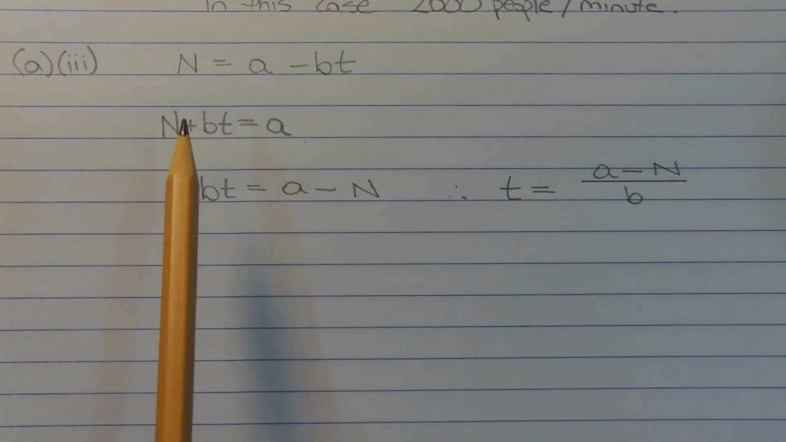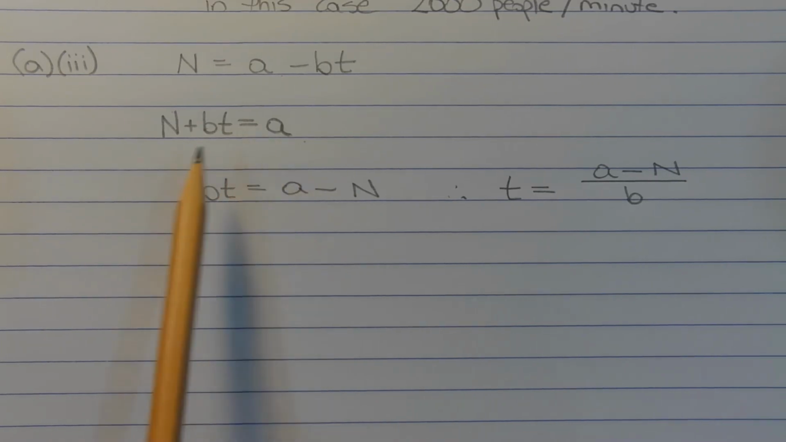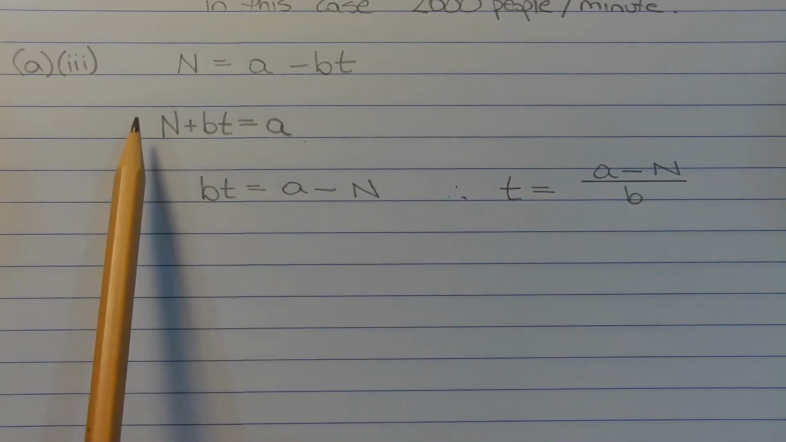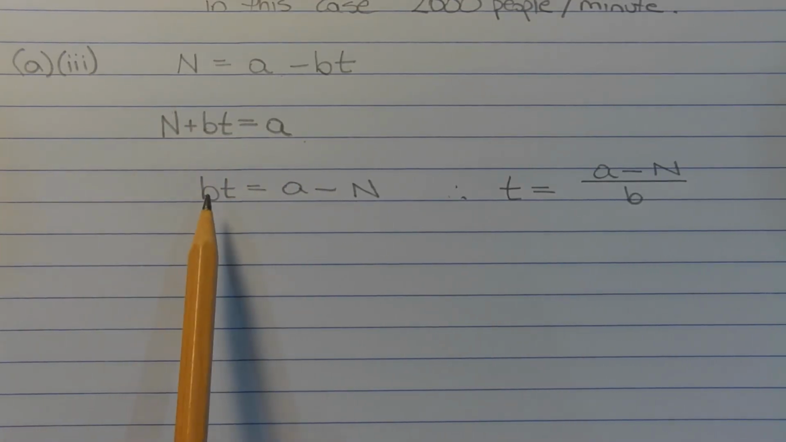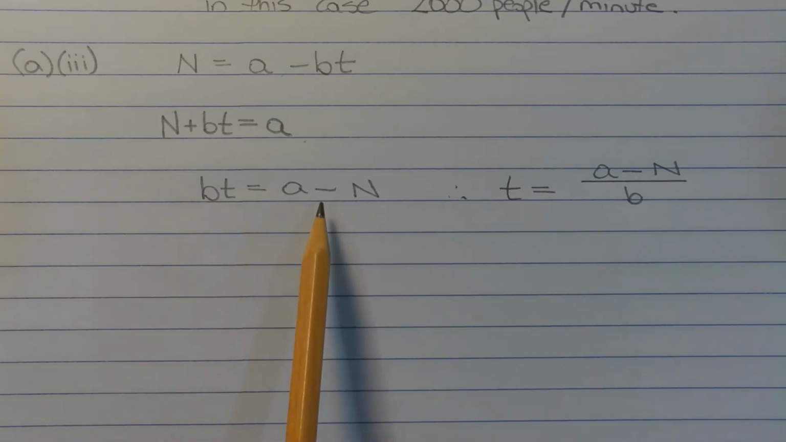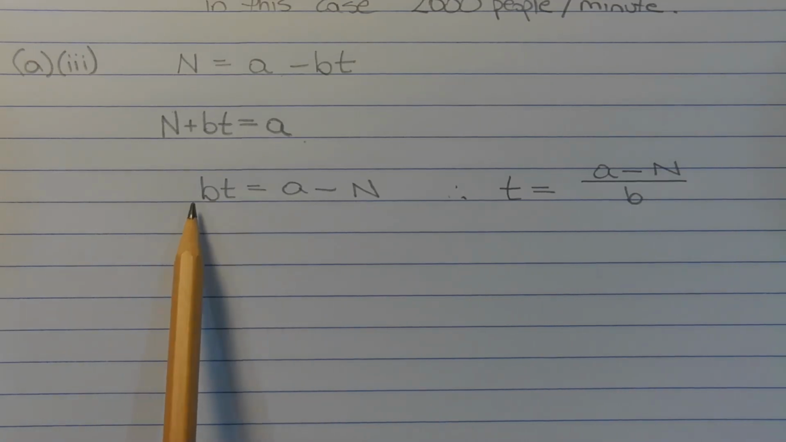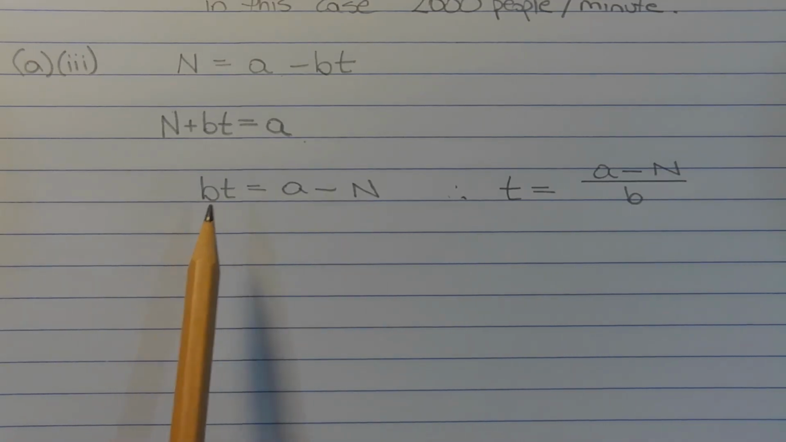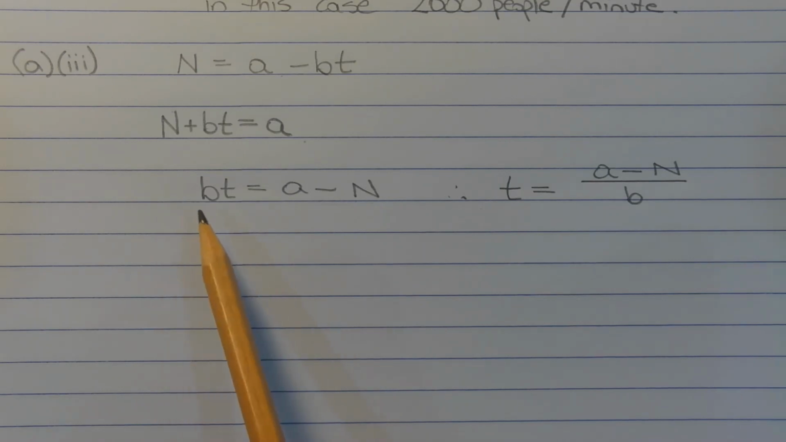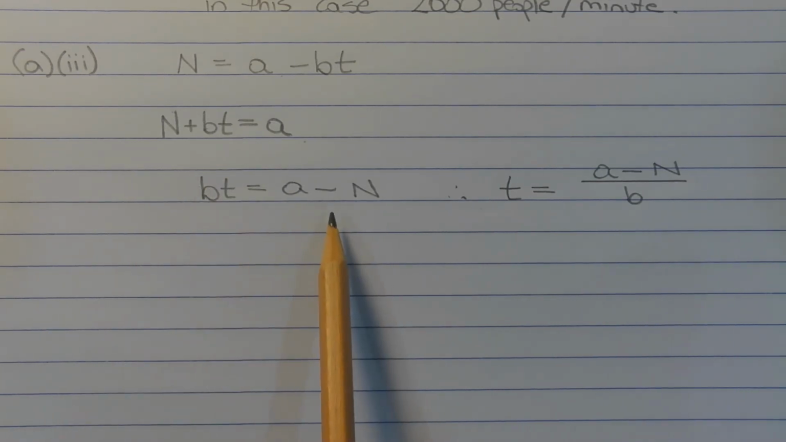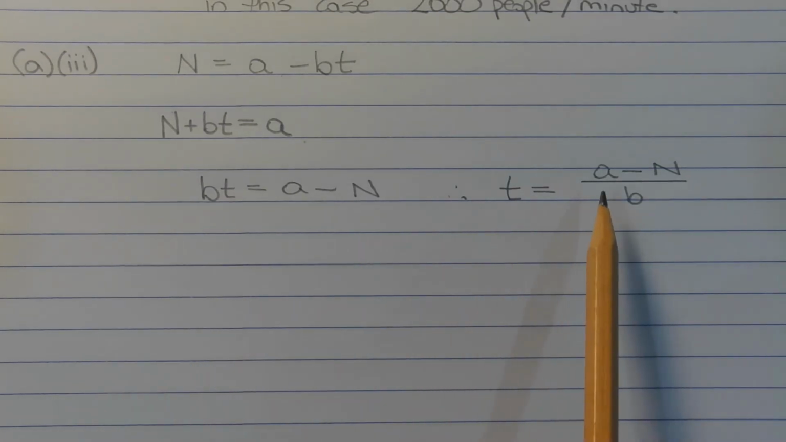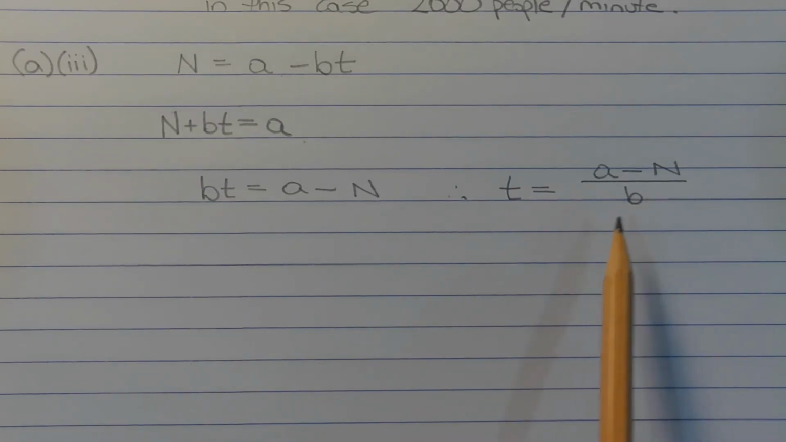The next step is to subtract N from both sides of the equation, which cancels the N on the left-hand side. So the equation now is BT is equal to A minus N. And the final step is to divide both sides of the equation by B. Since B is multiplying T, the inverse or the opposite operation of multiplication is division. So we cancel the B term on the left-hand side by dividing by B on both sides. So we end up with T is equal to A minus N all over B.